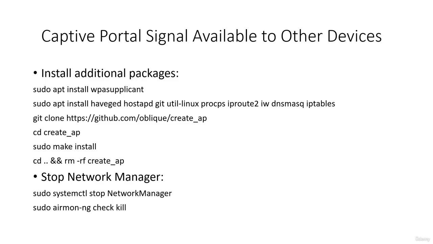So, next, how to make the captive portal signal available to other devices. No matter how you get access, legally or illegally, you can share your internet connection with multiple devices. You can open internet access from a virtual machine to a real computer. In this principle, I use a method called this.